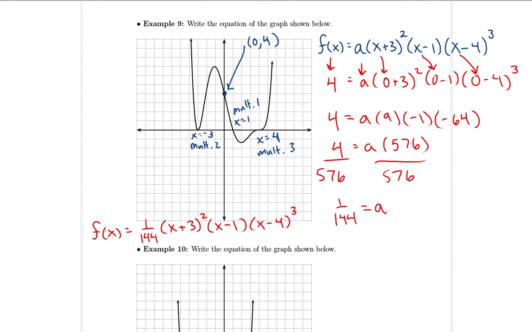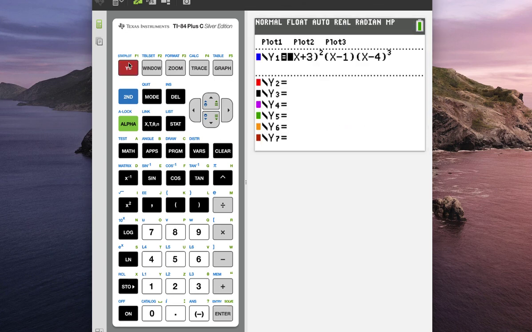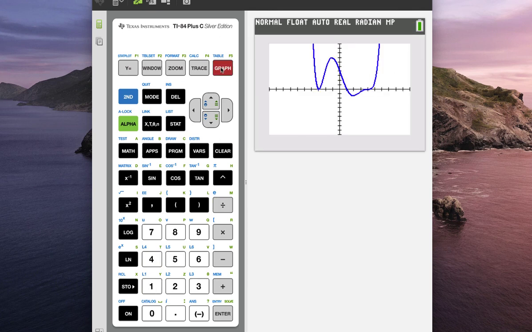So now let's just make that adjustment to our calculator and see if then we're looking the same as what's on this page. So I'm going to insert 1 over 144. And then that looks a whole lot better, right? And it's cutting through 0, 4 just like we want it to be.